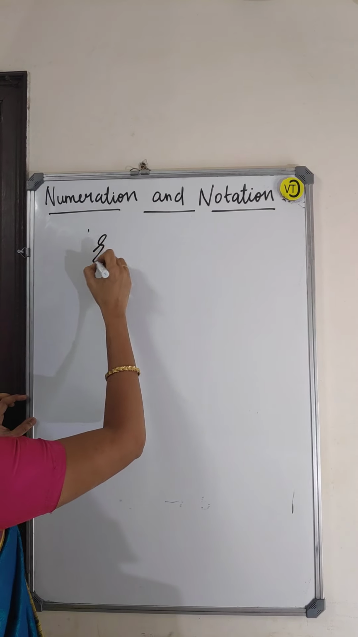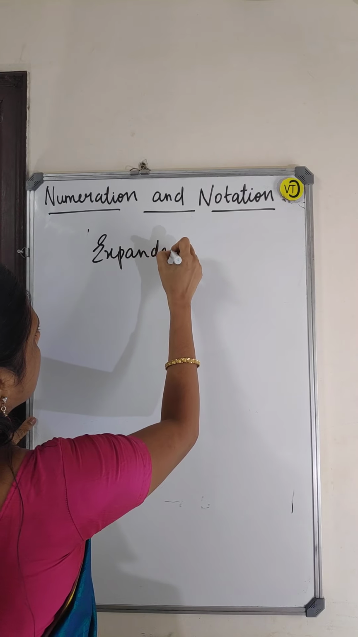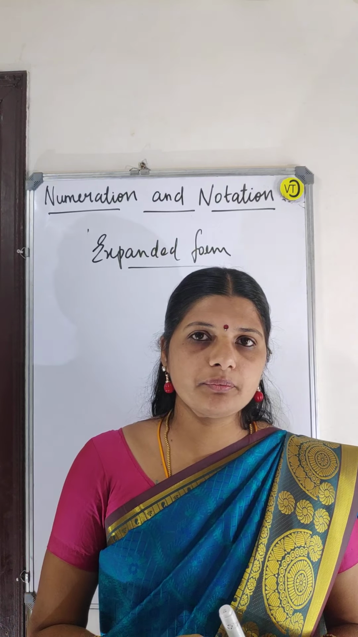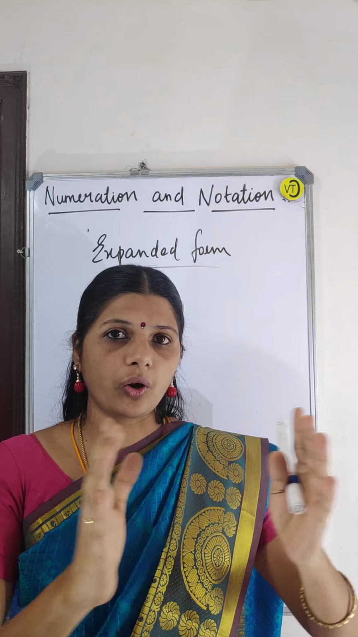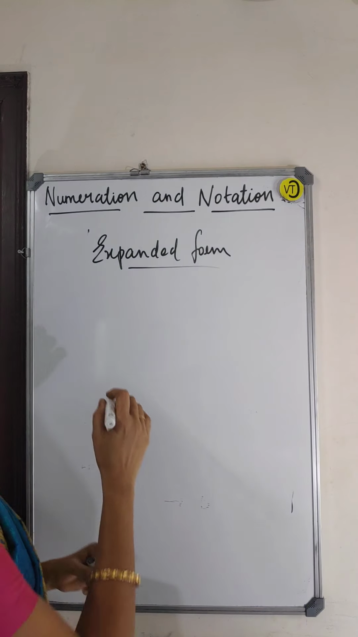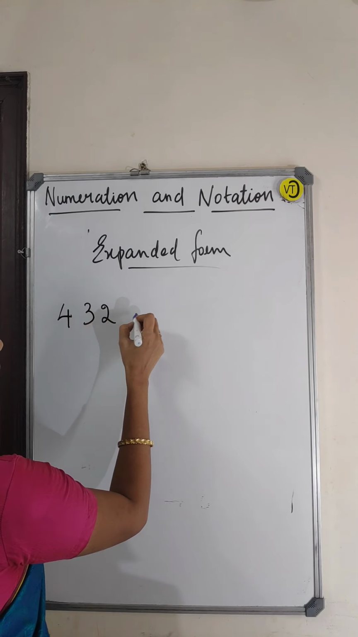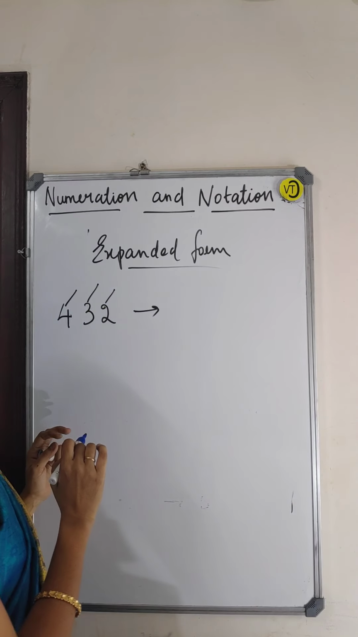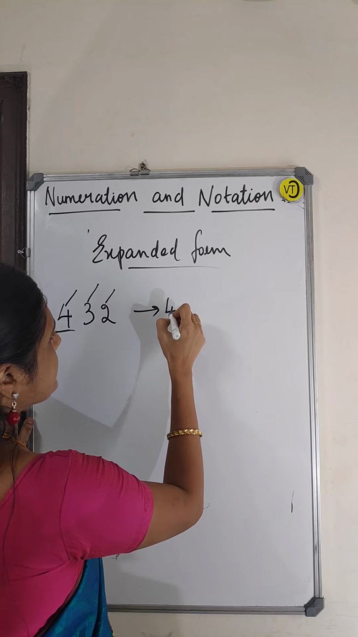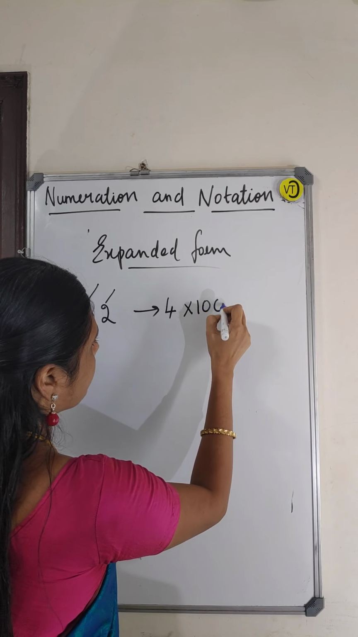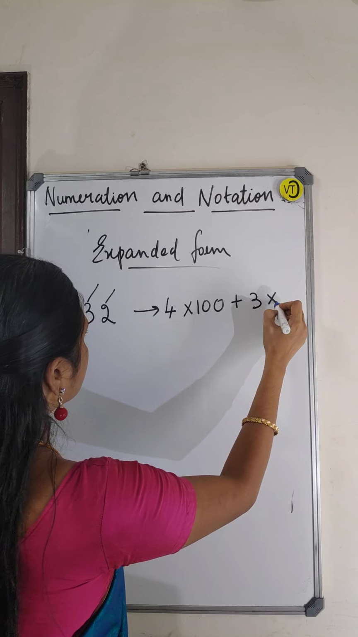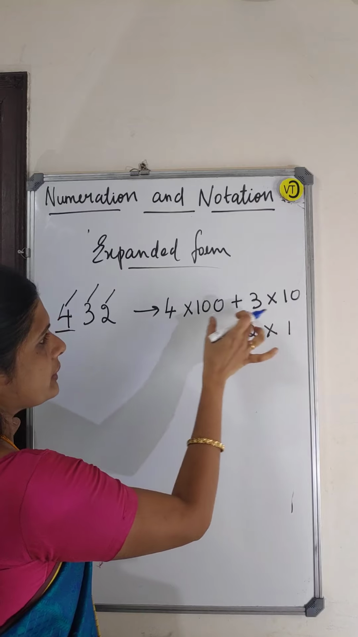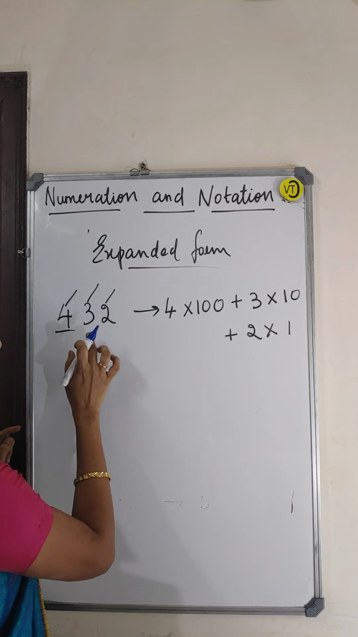The next is expanded form. I can write the numbers in expanded form, elaborately. Now 432. I already know this is ones, this is tens, this is hundreds. So how can I write it in expanded form? 4 into 100 plus 3 into 10 plus 2 into 1. So 400 plus 30 plus 2 gives 432.